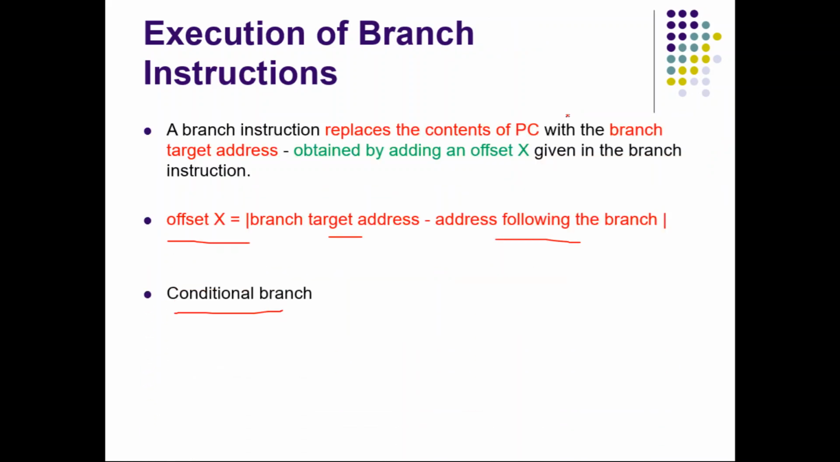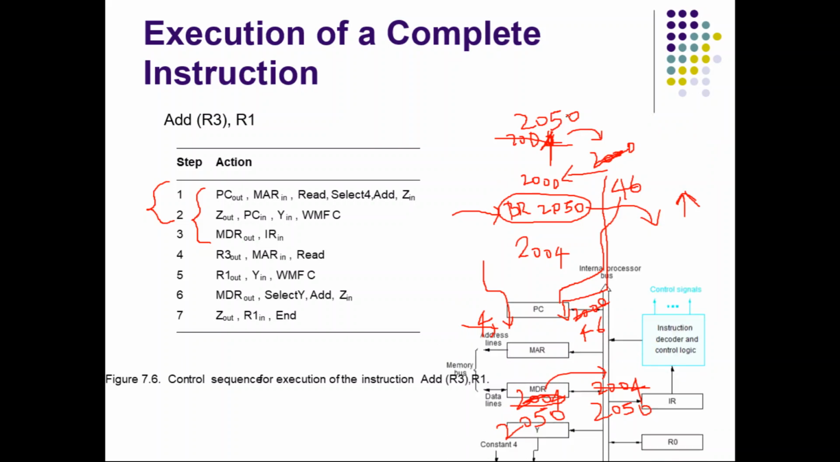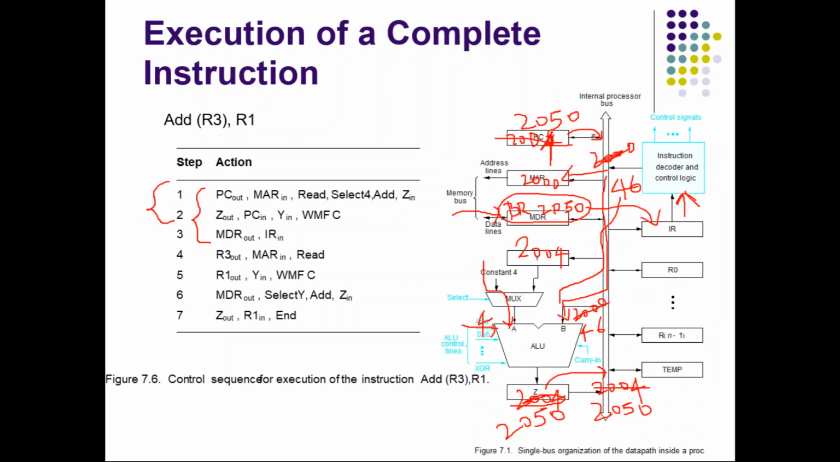So for a branch instruction, we need to add the offset to the next address. That next address we are storing in Y in. So if it is a branch instruction, this will be used. Otherwise, this will not be used. So that's the point.